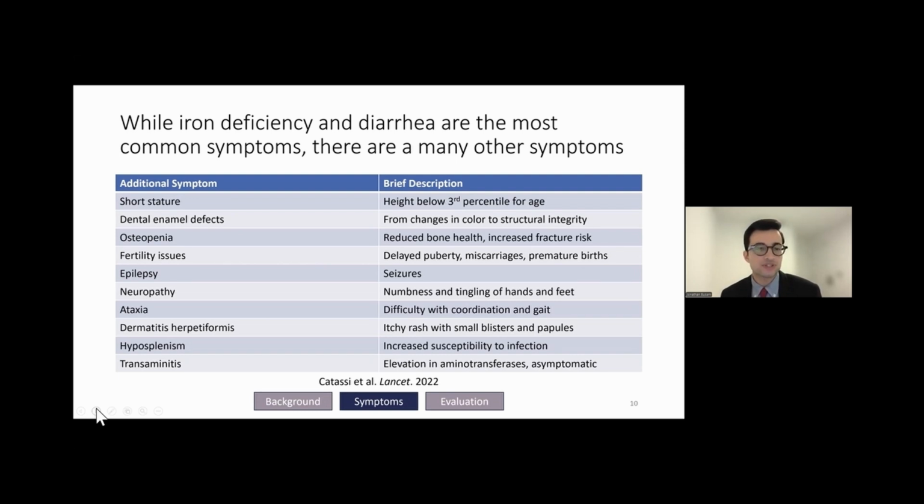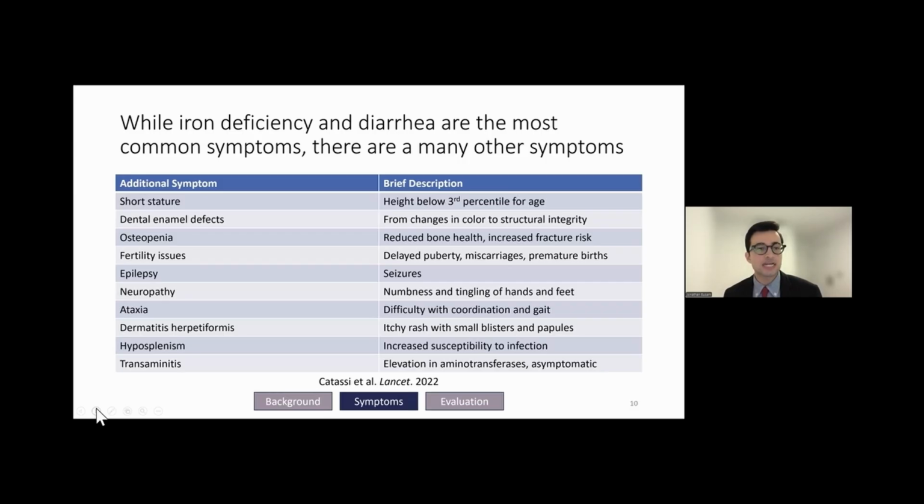Also neuropathy, which is a numbness and tingling of the hands and feet. You can also have some ataxia, which is issues with coordinating our actions; walking around becomes a little bit difficult. Then there's dermatitis herpetiformis, which is a very itchy rash. It's seen as some small blisters on the skin. Some folks find it very debilitating.